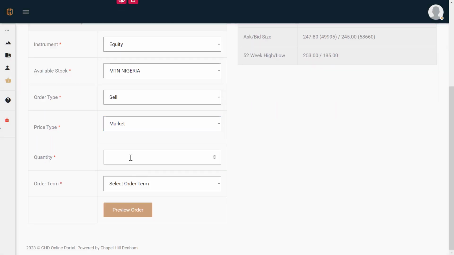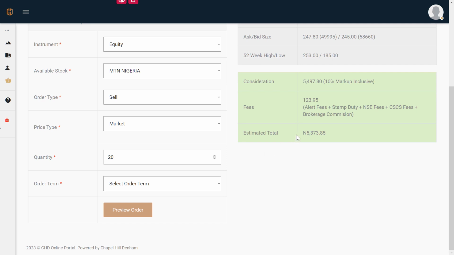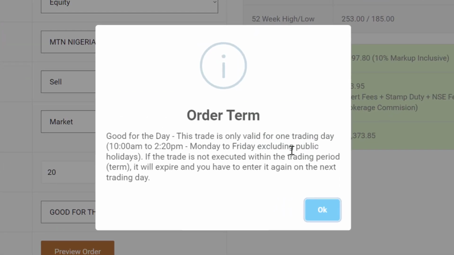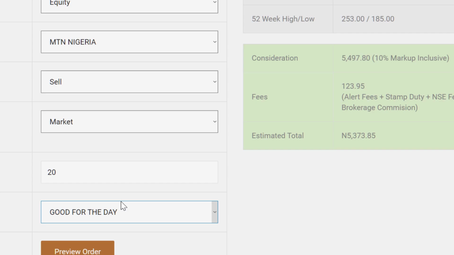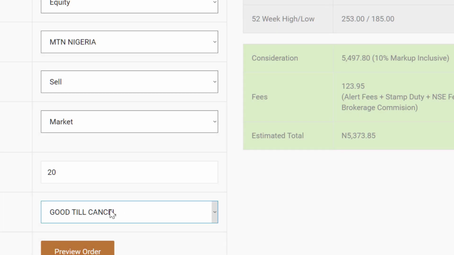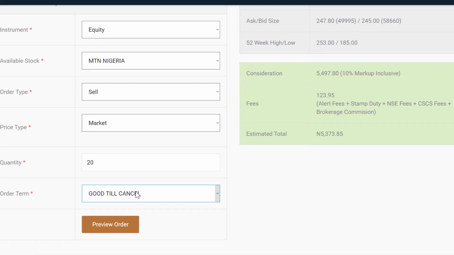Okay, so I'm going to do just 20 units of my shares here, so I will get 5,000 naira. Let's do good for the day. Good for the day is only valid for one trading day. So if the trade is not executed in that trading period, it will expire and I will have to enter this whole process again. But this is good till cancel. Good till cancel is a type of trade that is active until executed or canceled manually, maximum of 90 days. So I think I'm just going to do good till cancel because I really want to sell these shares and see how long it takes.